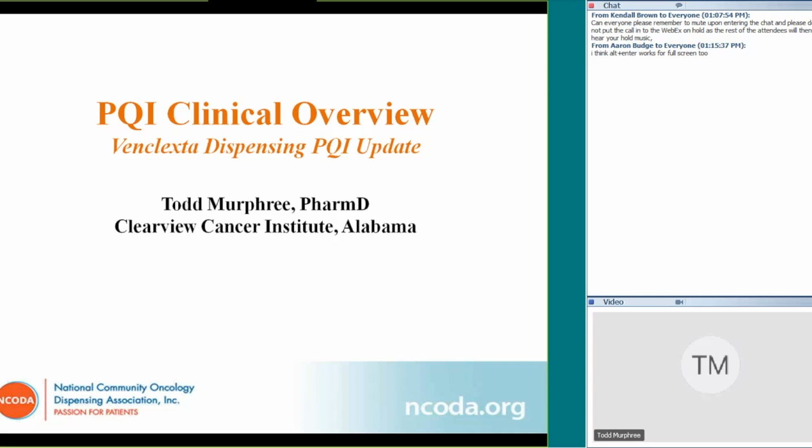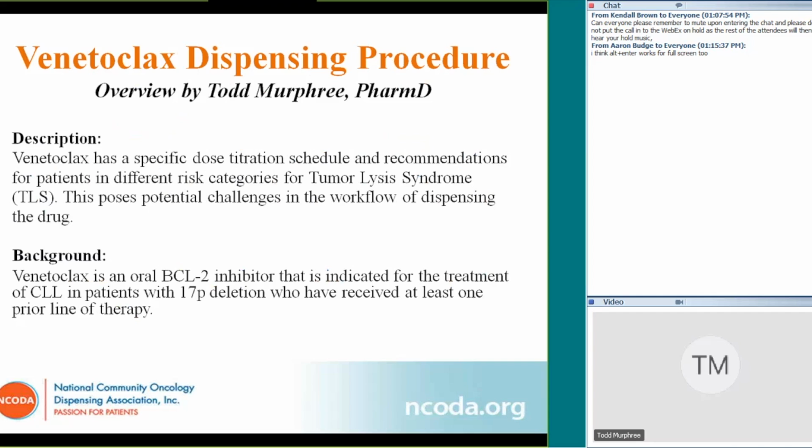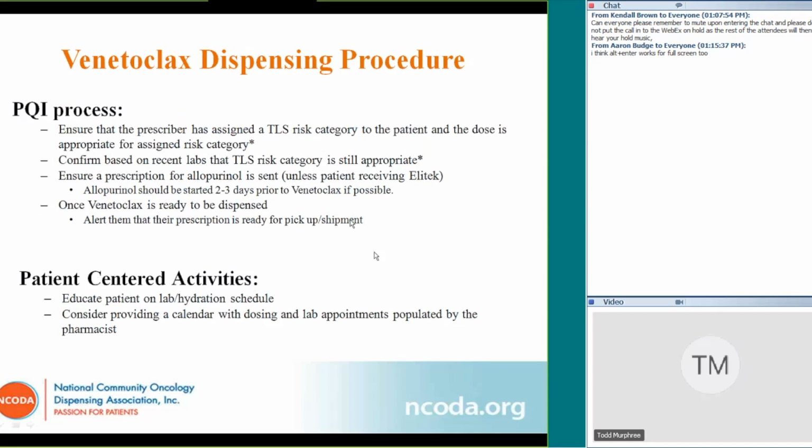We decided to develop the PQI for Venetoclax Dispensing, and you can go ahead and advance to the next slide. I think we have a little bit of a description and background here. As you know, Venetoclax is indicated right now for patients who've received at least one prior line of therapy and patients diagnosed with CLL and deletion 17p. There's a risk of TLS with this drug in these patients that we saw in clinical trials.